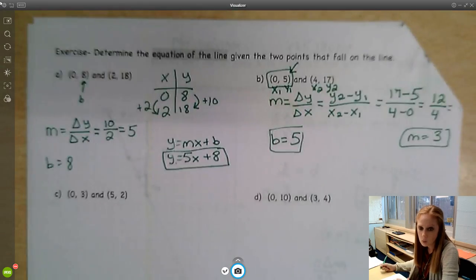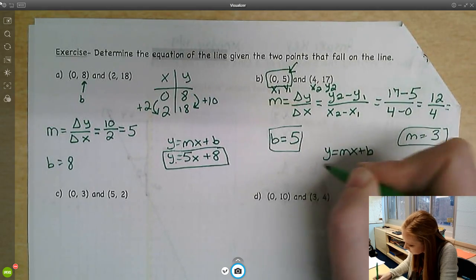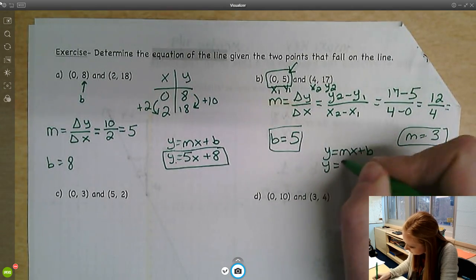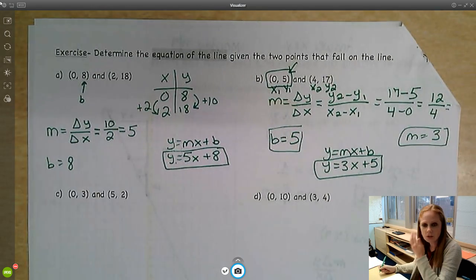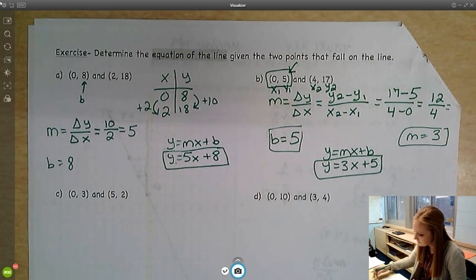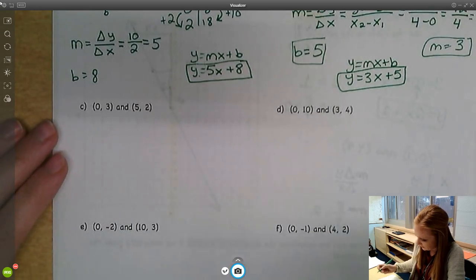We have our slope, we have our y-intercept. Let's plug them into y equals mx plus b. Y equals 3x plus 5. Okay, so I'll alternate finding slope from the formula and finding slope from a table. See what you like better. All right, let's look at C.